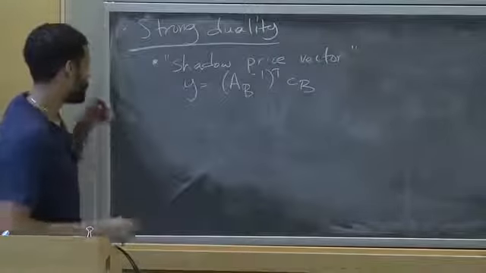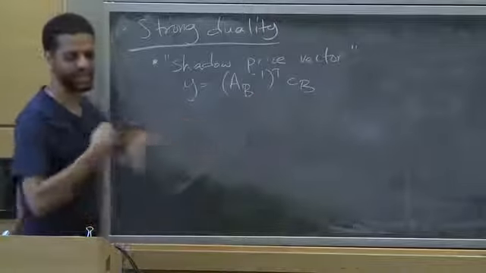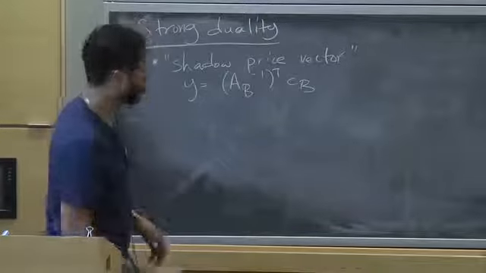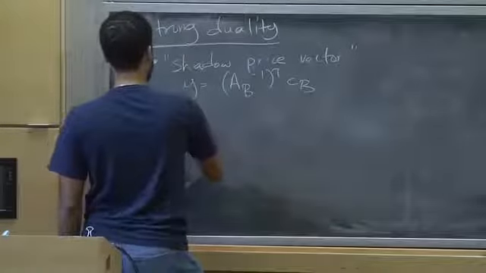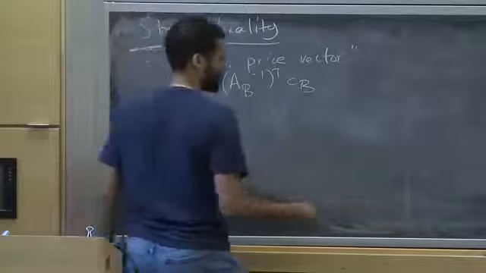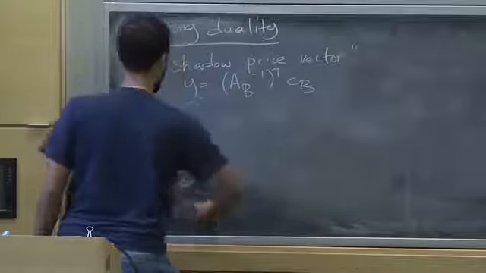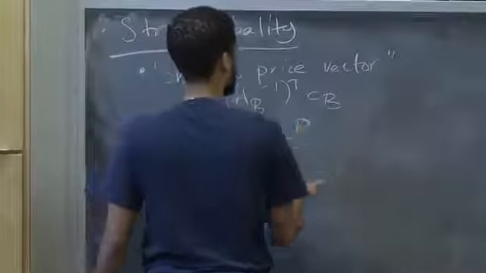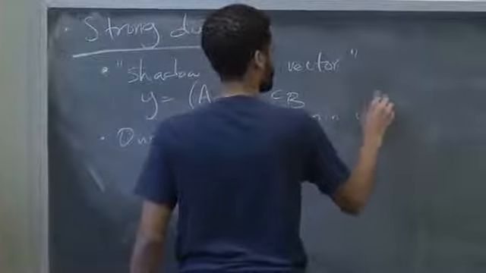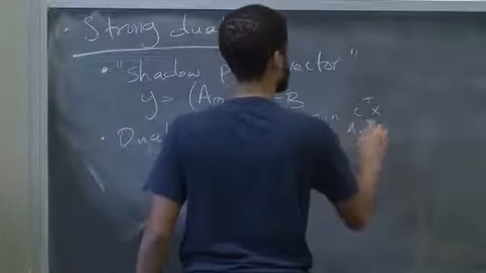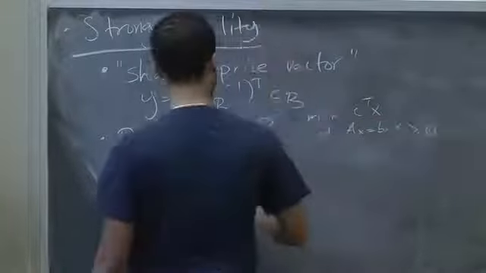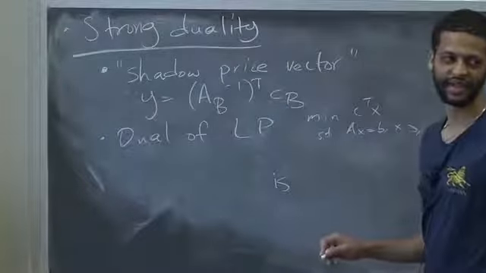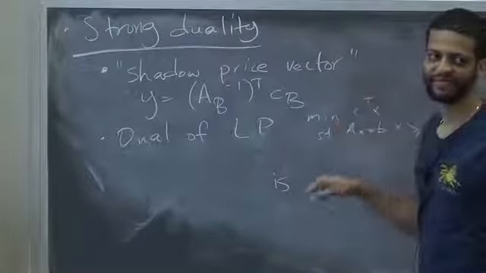Okay. So as I iterate in simplex, B changes and the shadow price vector changes. First of all, before I say the claim, what is the dual? So, the dual of the LP: min C transpose X, such that AX equals B, X greater than or equal to 0, is... Are there any takers? Have people become fluent in duals?